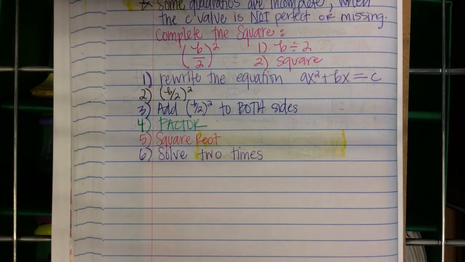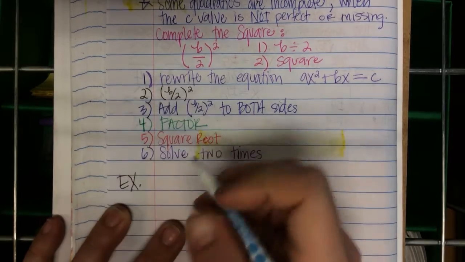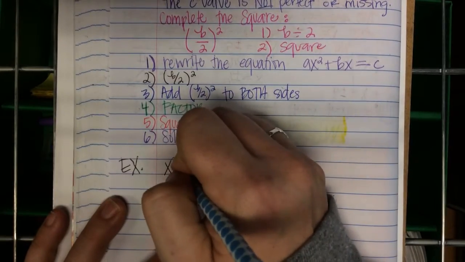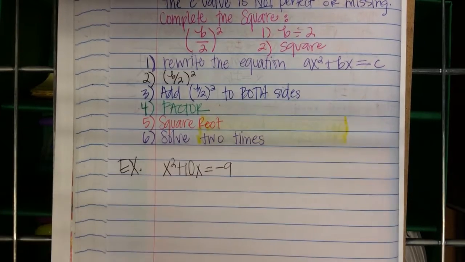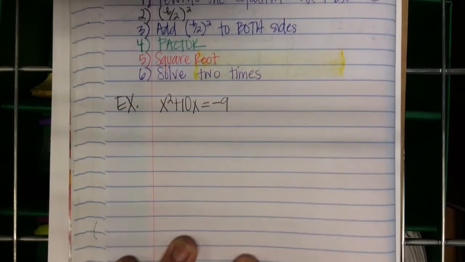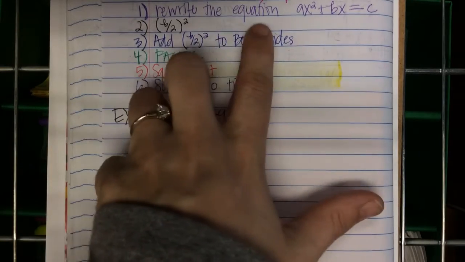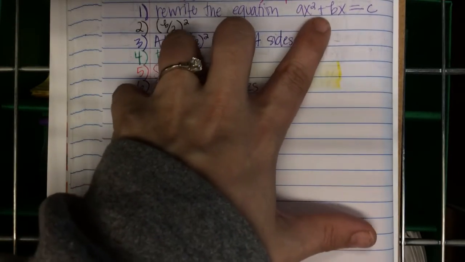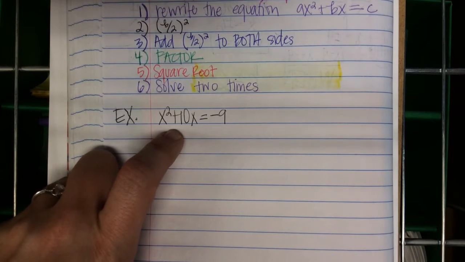Ready to practice? Here we go. X squared plus 10x equals -9. So you're going to see a problem like this on your homework tonight. Step 1, rewrite the equation as ax squared plus bx equals c. Do I need to do that? Step 1 is already done.